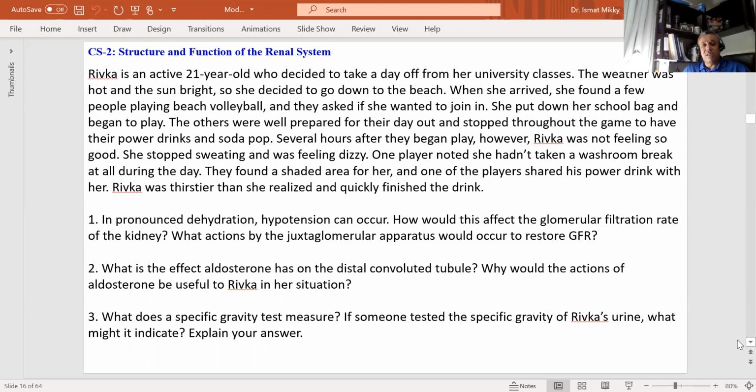The aldosterone released by the adrenal cortex is stimulated by angiotensin 2, which is what we just discussed earlier, the RAS system: the renin, angiotensin, aldosterone system.